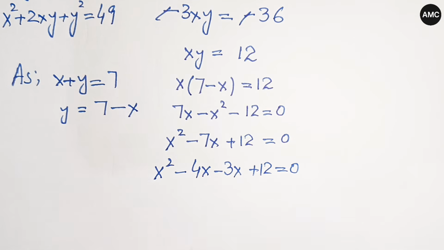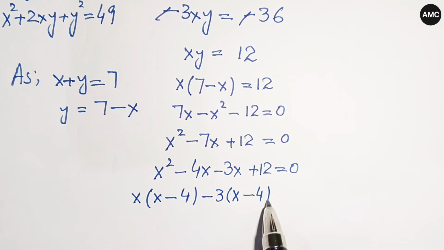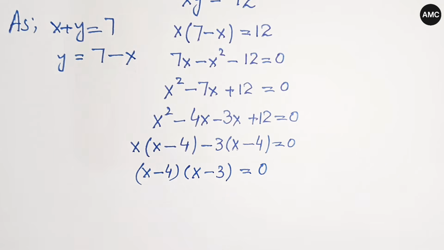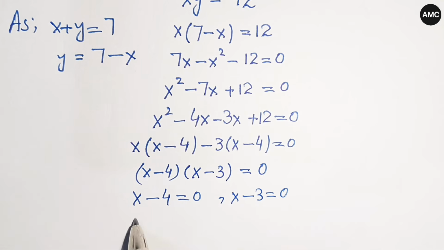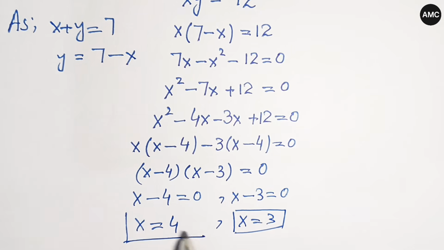Here, in our first pair, we take x common. We have inside the bracket x − 4, and here minus 3 is common. We get x − 4, that is equal to 0. Now x − 4 is a common factor, and here we have x − 3 is equal to 0. So x − 4 is equal to 0 and x − 3 is equal to 0. Here we have x is equal to 4 and x is equal to 3. So we have two values of x here.